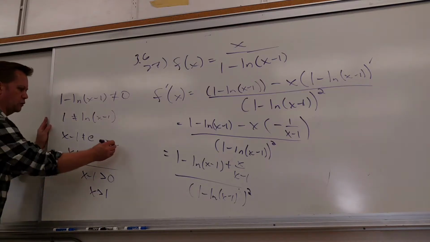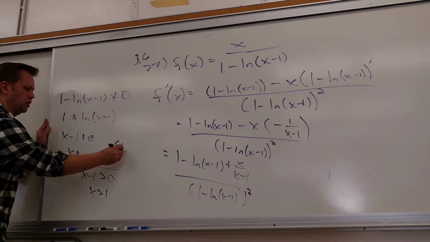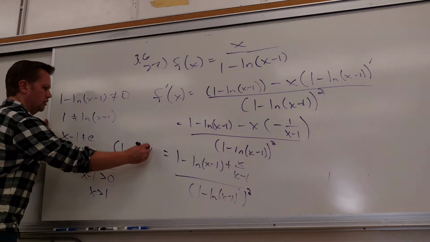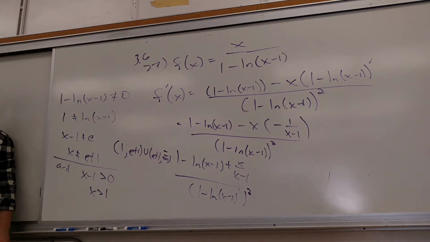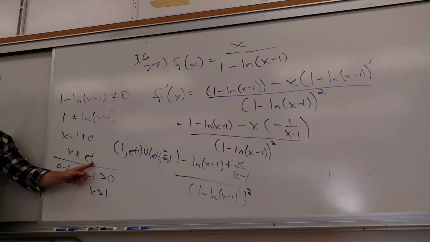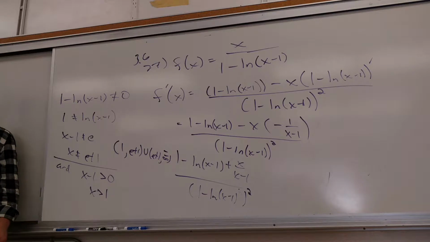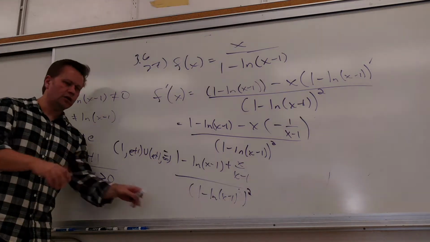So if I wanted to write this in interval notation, it'd be 1 up to e plus 1, and then e plus 1 up to infinity. Right? It's from 1 to infinity, skip e plus 1. That's what that says. It looks funny. I know. It does.